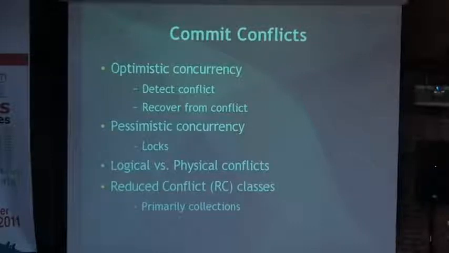In cases where there may be a lot of conflict and it doesn't pay to be optimistic, there is also the option of pessimistic concurrency, where you put a lock on an object before you modify it, which prevents anyone else from modifying it while you hold the lock. That's usually less used in GemStone, but it is an option.